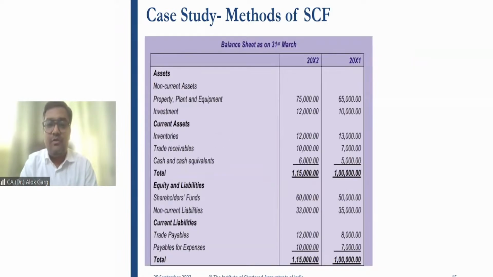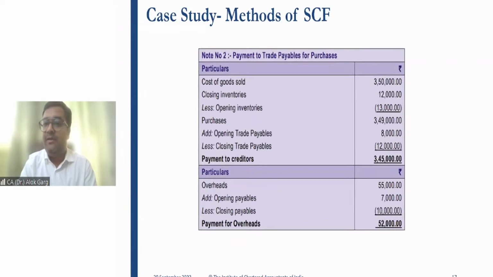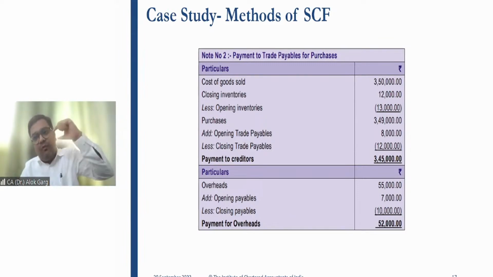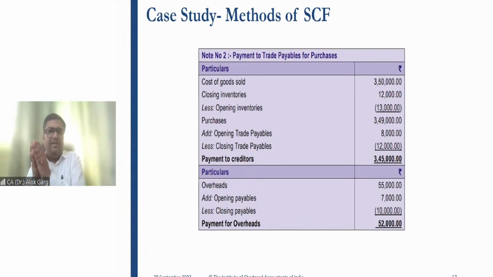3,63,000, right? So my opening inventory is 13,000, and I have sold goods worth 3,50,000. And I have a closing inventory of 12,000. So if I have an opening inventory of 13,000 and a closing inventory of 12,000, what does it mean from opening to closing? It means I have used 1,000 of inventory from the opening balance. मेरा ओपनिंग से क्लोजिंग में 1,000 की इन्वेंट्री कम हो गई. It means I have used 1,000 rupees of inventory from the opening balance, right?